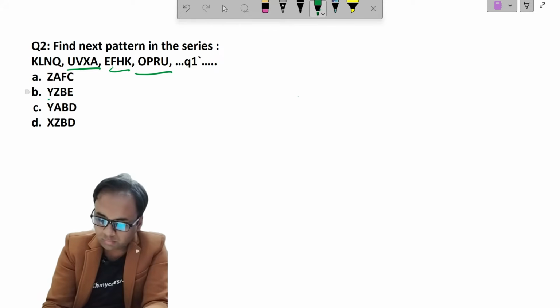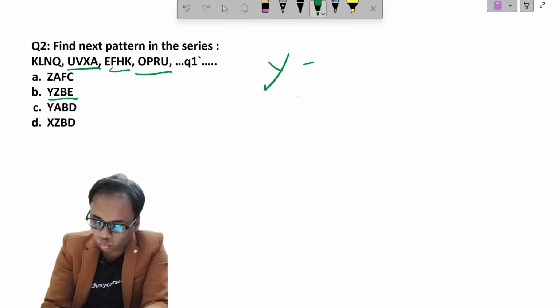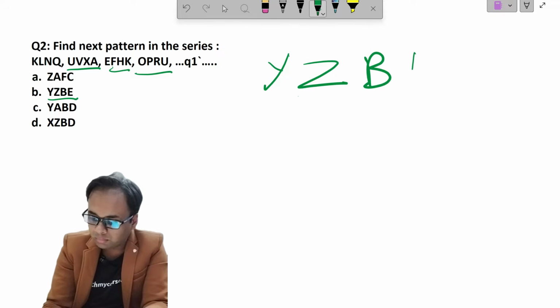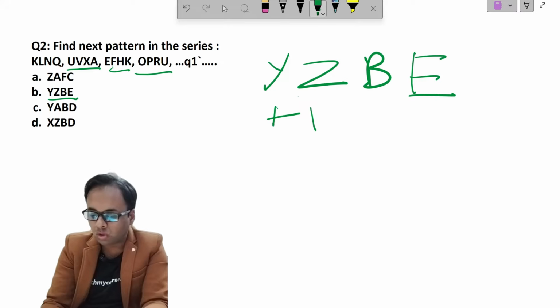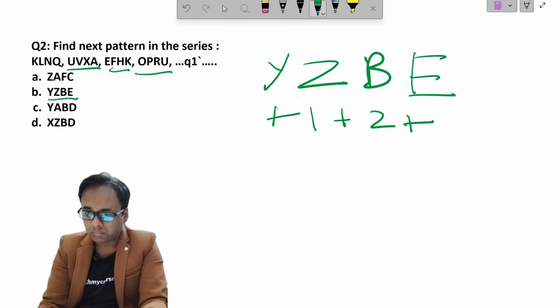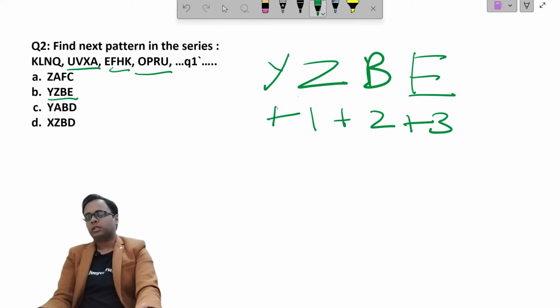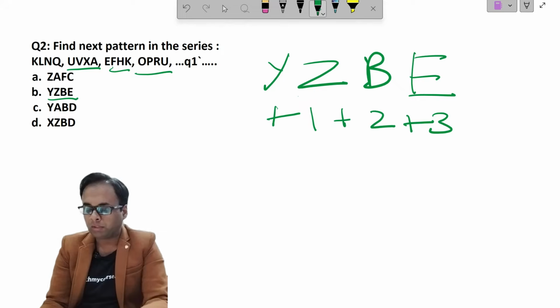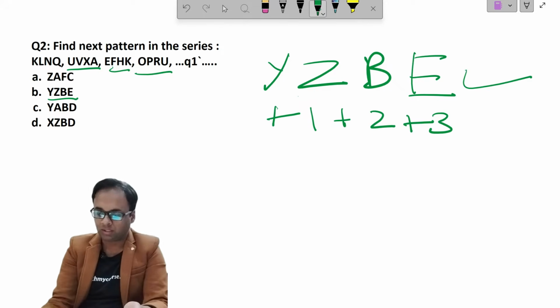Next we have Y, Z, B, E. Plus 1 is being followed here. Then plus 2 comes up here. And C, D, E. So this is the way to go. This is the correct option, because plus 1, plus 2, plus 3 is being followed here in YZBE.